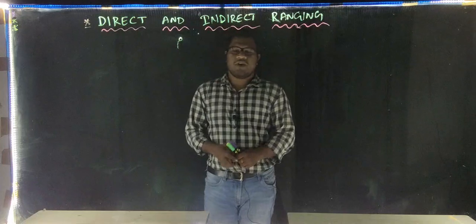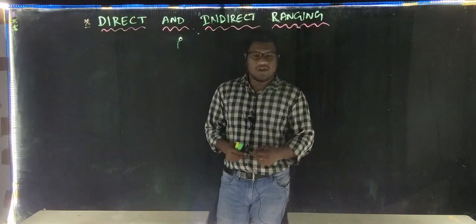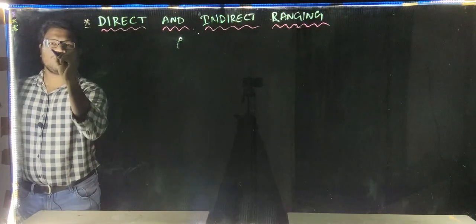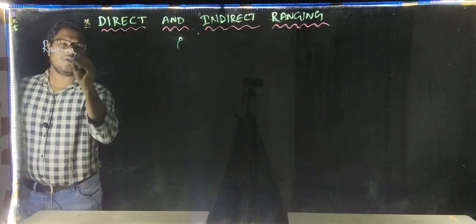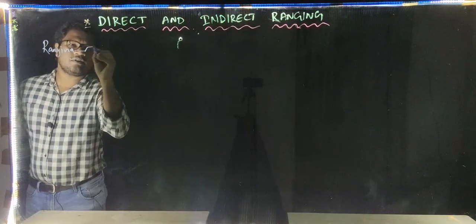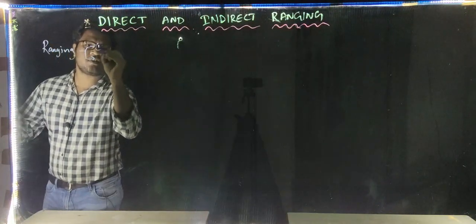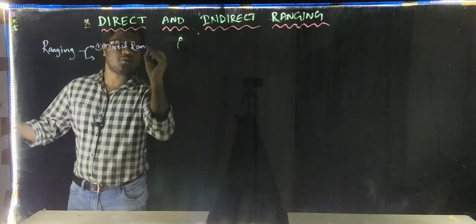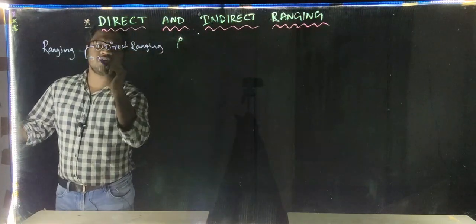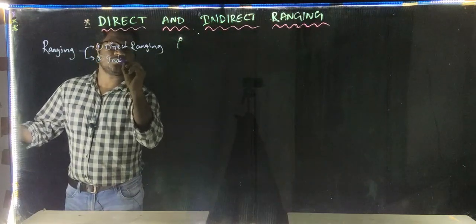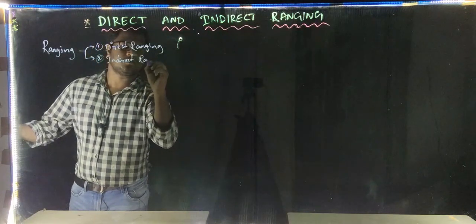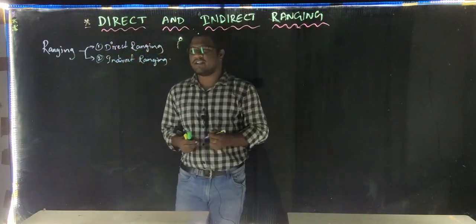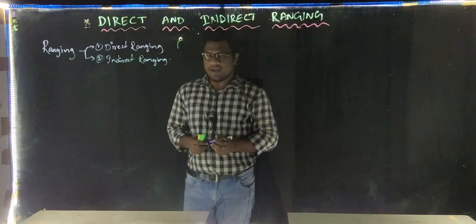Here in ranging, we have two different types. Let us see that one. What do you mean by ranging? Ranging is of two types. The first one is direct ranging and the second one is indirect ranging. Now let us discuss what we mean by direct ranging and what we mean by indirect ranging.